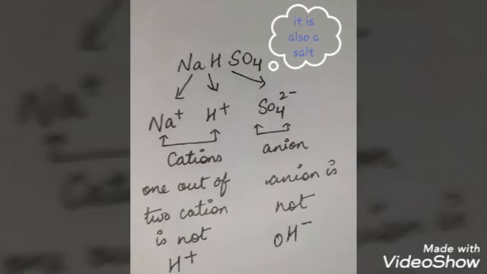Let us take one more example of NaHSO4. Now, when it is added to water, it will liberate Na positive and H positive, both of these are cations, and SO4 negative, which is an anion. Now, in this, out of the two cations, one is not H positive and the anion is not OH negative. So, NaHSO4 can also be termed as a salt.